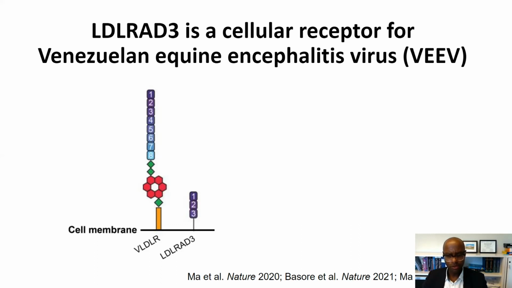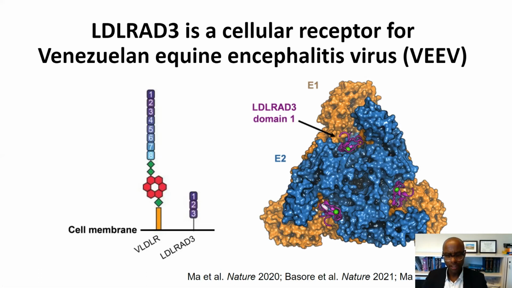But Mike Diamond's group and others, ultimately through structural analysis, were able to show that the first repeat of this LDLR-83, so LA repeat 1, is able to bind exactly where MXRA8 binds, which is the cleft between E1 and E2.